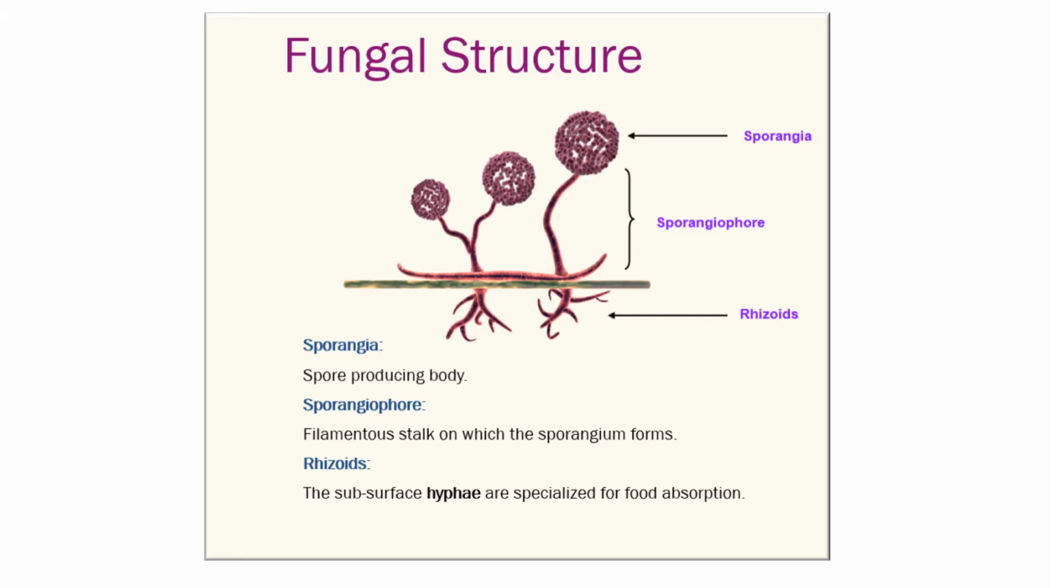The rhizoid is the subsurface hyphae that are specialized for food absorption. They grow downwards and anchor the fungus. They release digestive enzymes and absorb digested organic material.